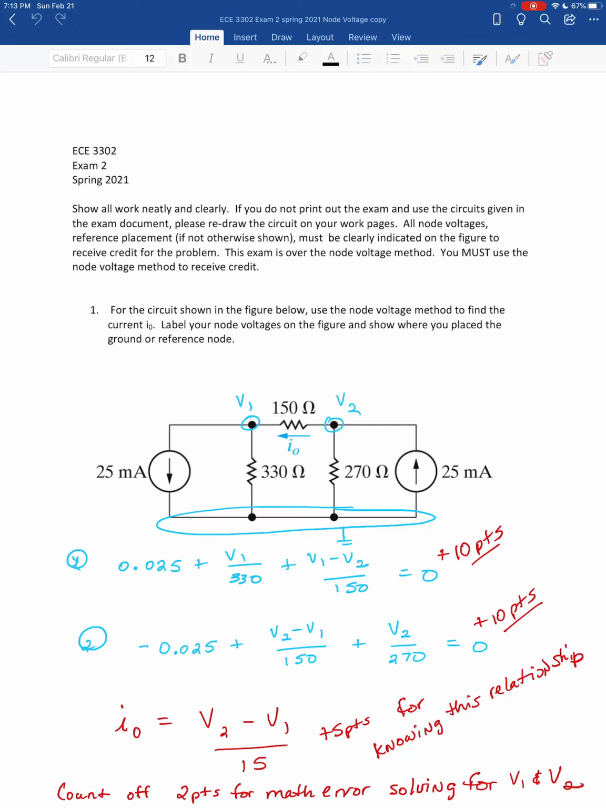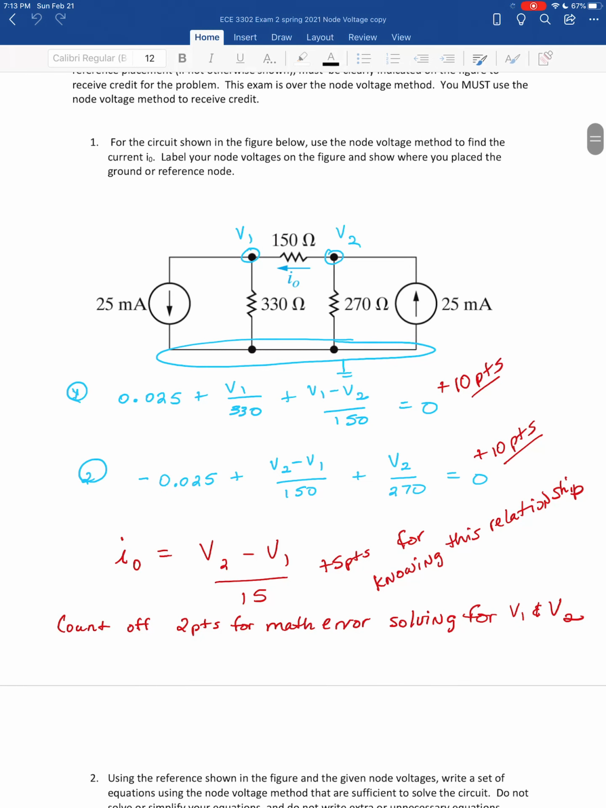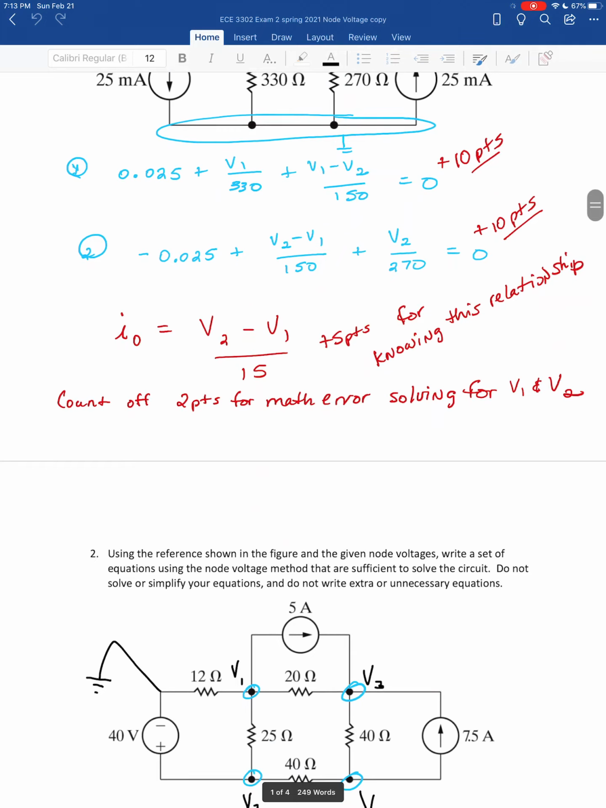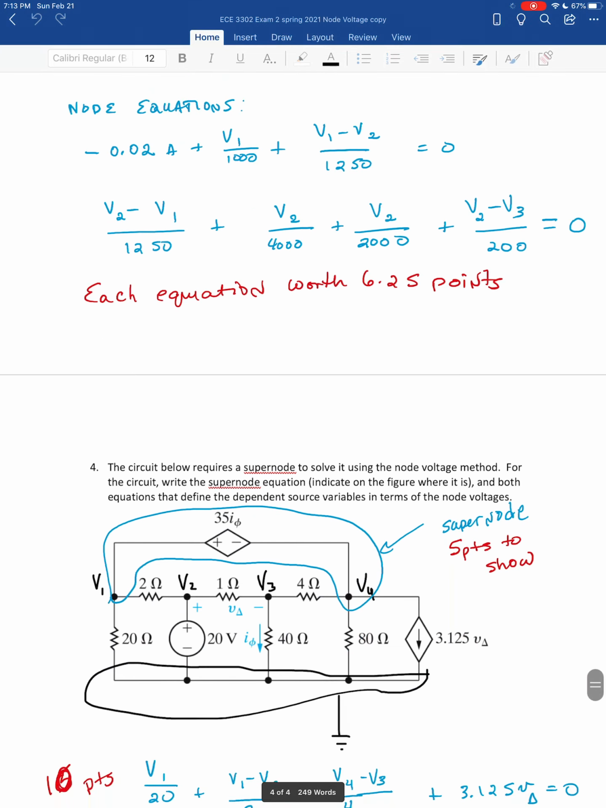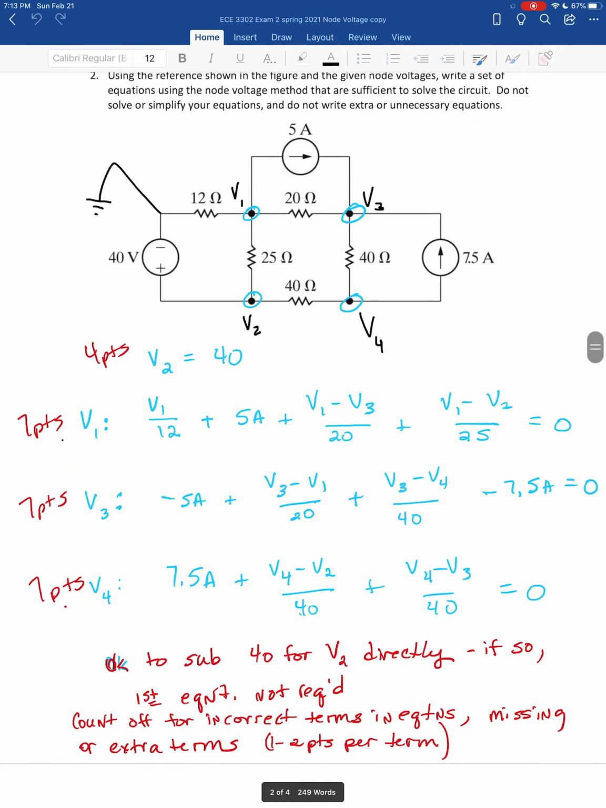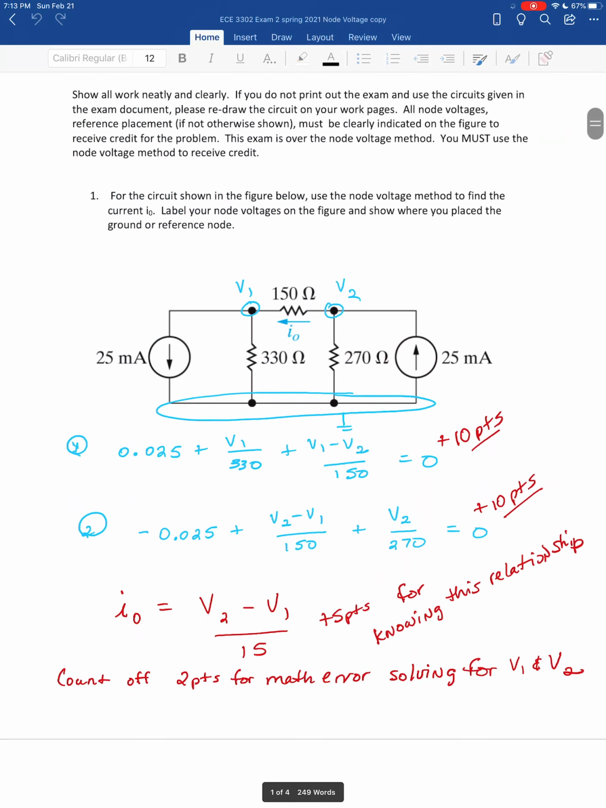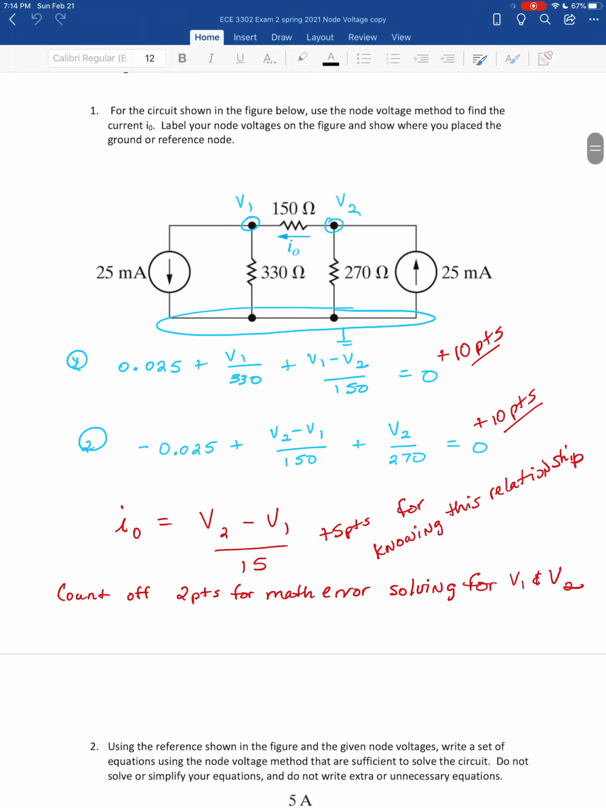This was also a very, very simple test if you just bothered to watch the videos at all. Also, if you watched the videos, you saw problems that were almost identical worked out. You were not asked to find any answers. You were just asked to write the node voltage equations, which is exactly what we did in numerous examples in class, as well as solve them. So if you did the homework and you got them right and you didn't use the node voltage method, you should have been able to see that from watching the videos.